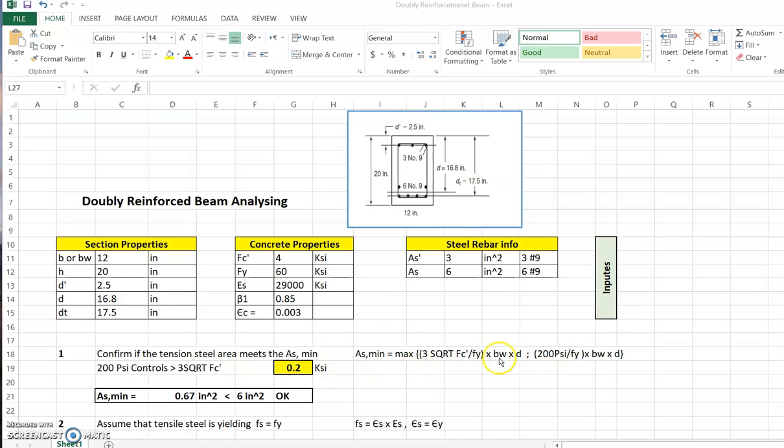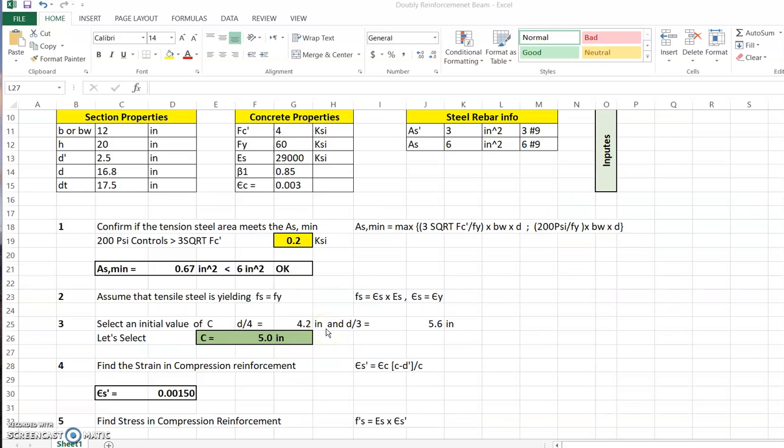So we have to choose the maximum of these two. In our situation, the 200 psi is greater than 3 square root of the FC prime. So we go with 200 psi. So we use this part of the equation. We change that to psi because our Fy is in psi. So I get the AS min of 0.67 square inches, which is smaller than 6 square inches. So we are okay. We meet the AS min requirement.